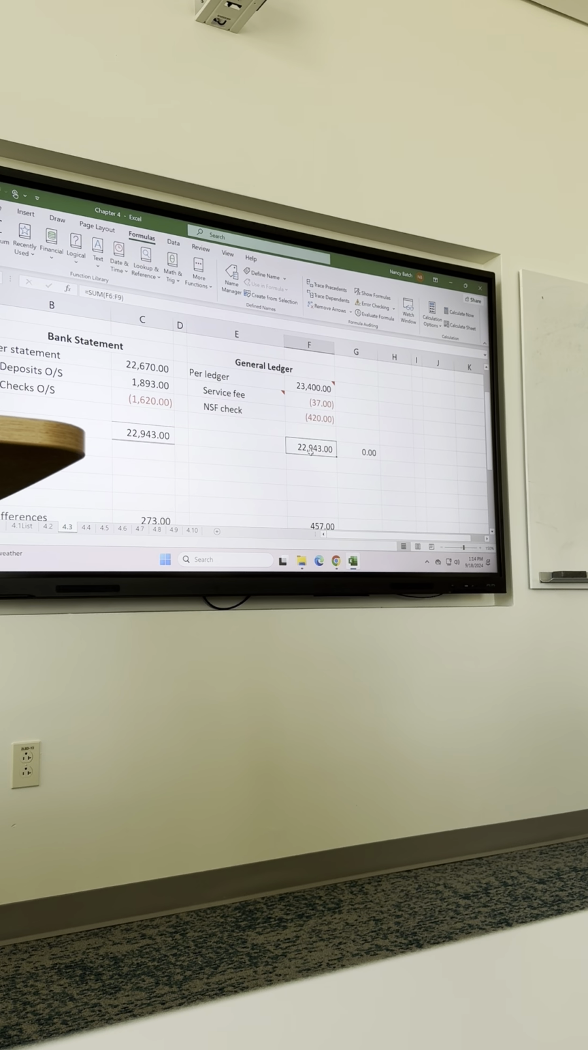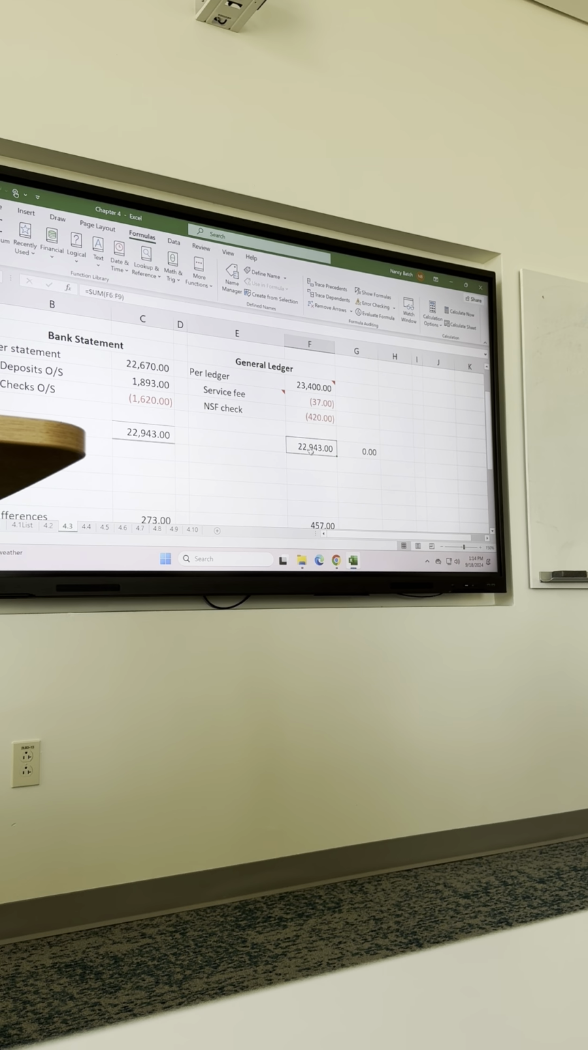Okay? Now, this is deceptively difficult. It's really not that easy to reconcile a bank account. People have a lot of trouble with it. It's one of those things that kind of scares people. I mean, I had finished my CPA exam and gotten my license and everything, and I still wasn't entirely sure how to reconcile a bank account. It actually took some practice to reconcile a bank account.